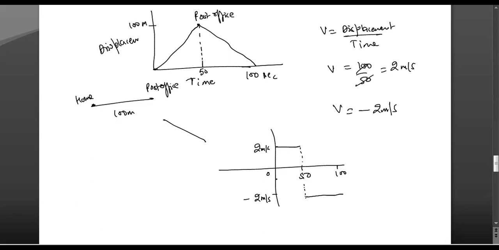What does this minus 2 meter per second represent here? Why is minus 2 meter per second added here?